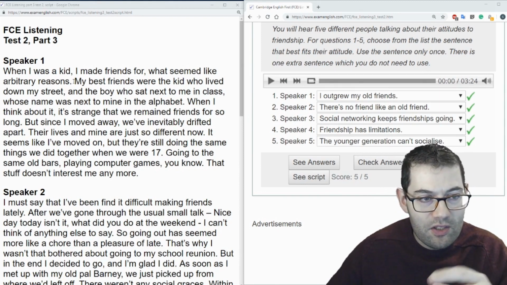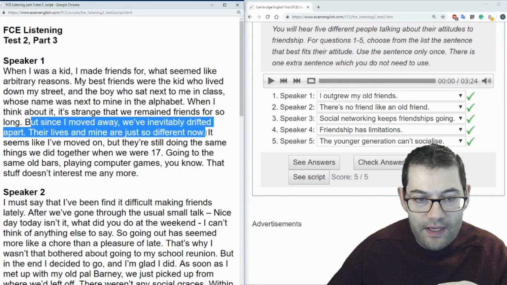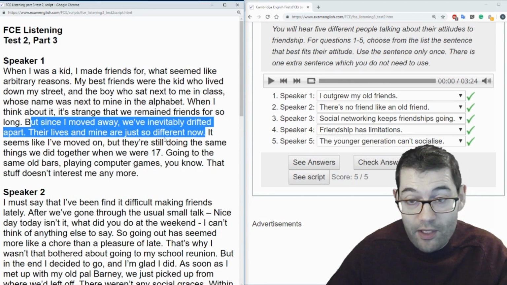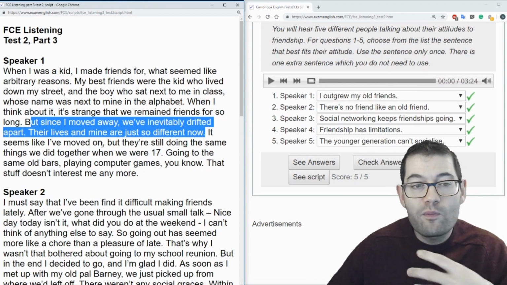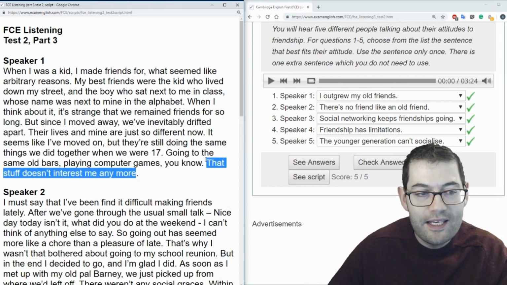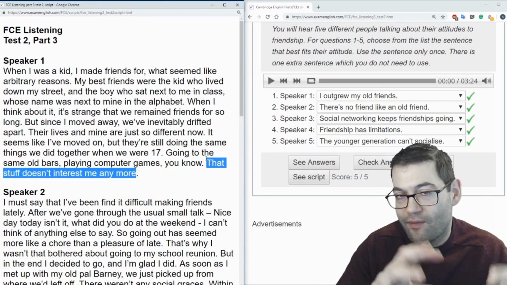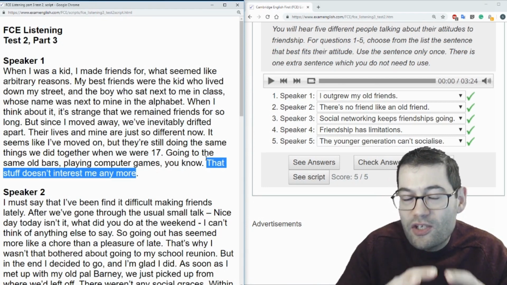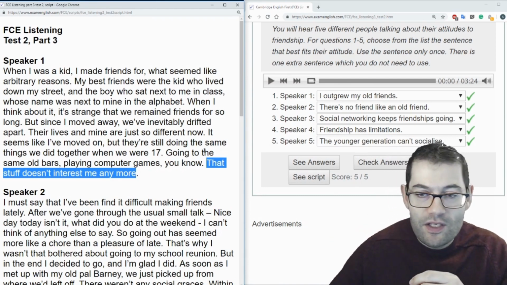"My best friends were the kids who lived down my street," so there was a close relationship, and then it says, "but since I moved away, we've inevitably drifted apart. Their lives and mine are so different now," and that's the key piece of vocabulary that helps us get our answer. And then it says, "I've moved on, but they're doing the same things they were doing when they were 17. That stuff doesn't interest me anymore." The context is that perhaps his friends who haven't moved on are a little bit childish. Perhaps they should have joined the real world.